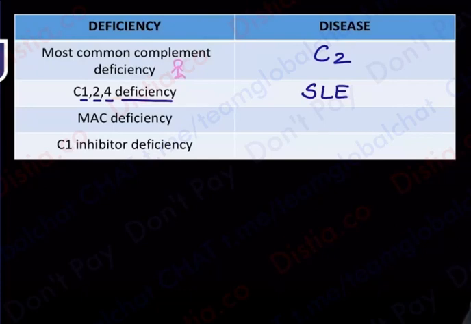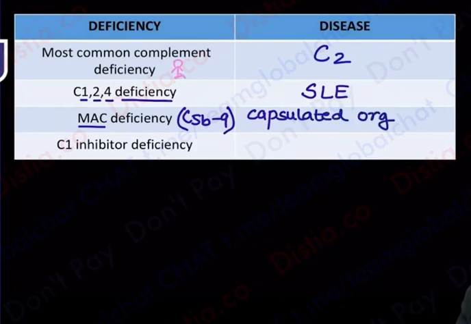So early ones, SLE. If the late ones undergo a defect, that is C5b to C9, C5b to C9 was membrane attack complex, there is infection with many capsulated organisms, and one very famous infection is going to be Neisseria. Let me focus on this, very, very important, very famous infection that you need to know is Neisseria infection if there is MAC deficiency. Now comes the question that has come so many times in NEET, in FMG, in INICET.